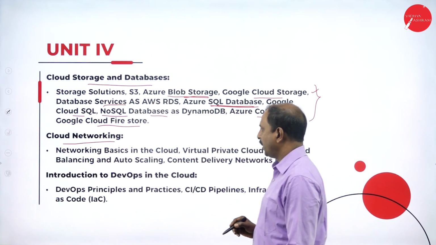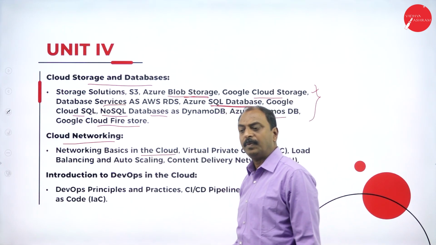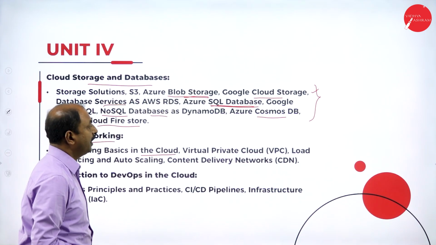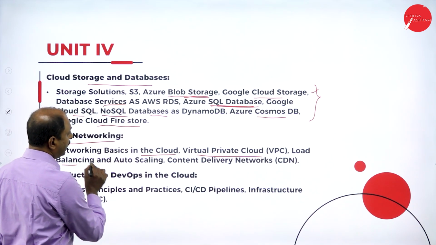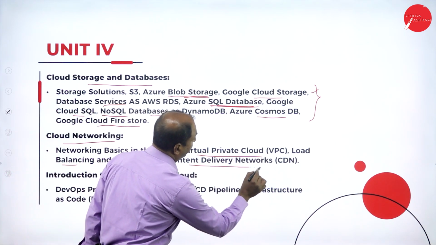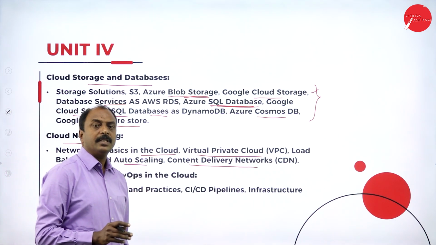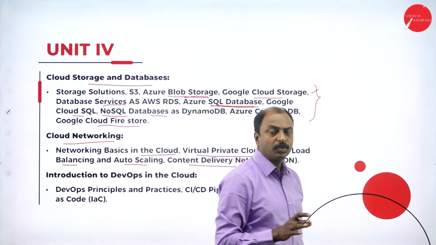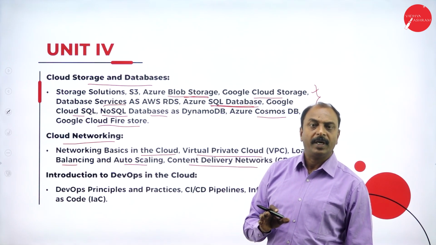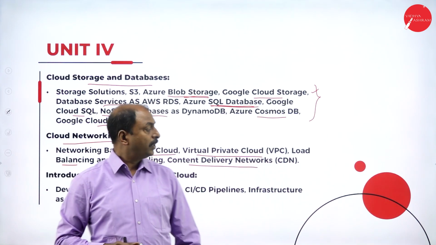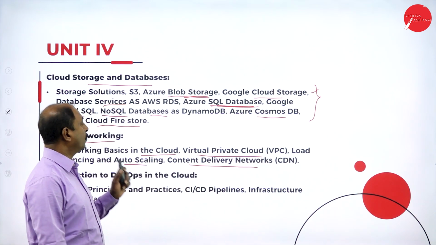Next one is cloud networking. So what is cloud networking? Here, networking basics in the cloud. I mean, how networking can be implemented in cloud services, and it covers virtual private cloud, load balancing, auto scaling and content delivery network. So what is the meaning of load balancing? The same devices are shared by multiple users with multiple platforms. So how do we manage the traffic with respect to the virtual or the physical devices? That is the meaning of load balancing.